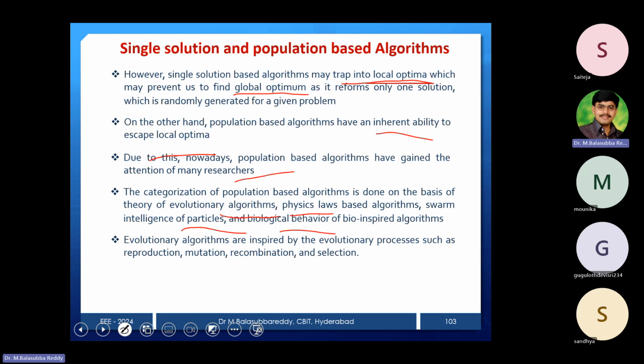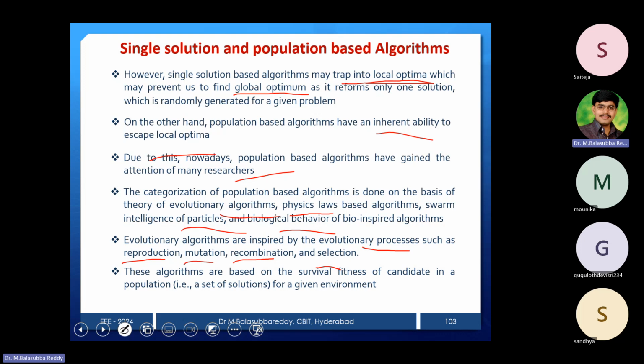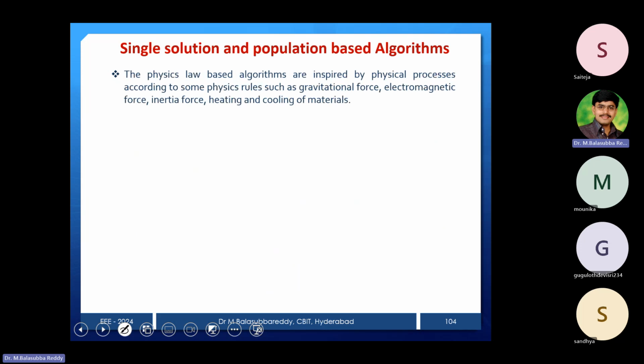So these we can use. Evolutionary algorithms are inspired by the evolutionary process, such as reproduction, mutation, recombination, and selection. These are the terminology in the case of evolutionary algorithms: reproduction, mutation, recombination, and selection. These algorithms are based on the survival fitness of candidates in a population for a given environment.